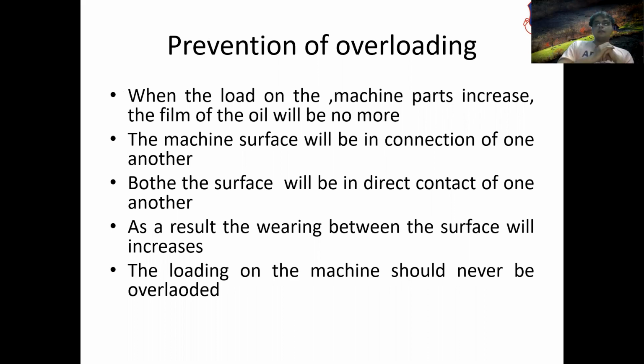Prevention of overloading. When the machine is overloaded, when the load acting on the machine is above its design load, then the oil that is poured in for smoothening the surface will come out. When the load exceeds its design load, the film of the oil will come out and it will not be there.